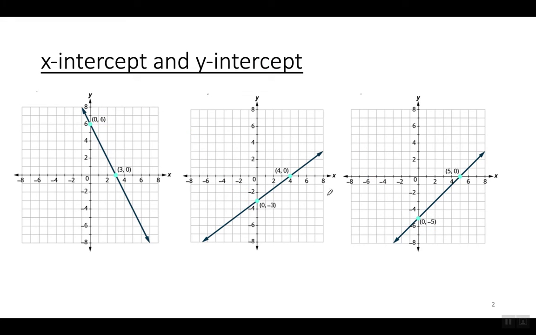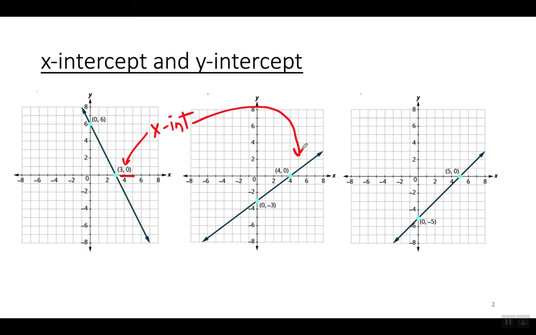Okay, and then the other one is the x-intercept. So the x-intercept is wherever the line crosses the x-axis. And for the x-intercept, it's the other variable that's 0. So for the x-intercept, it's the y coordinate that's going to be equal to 0.